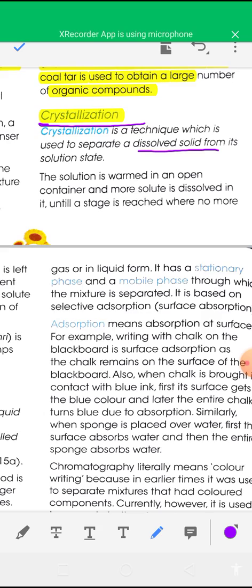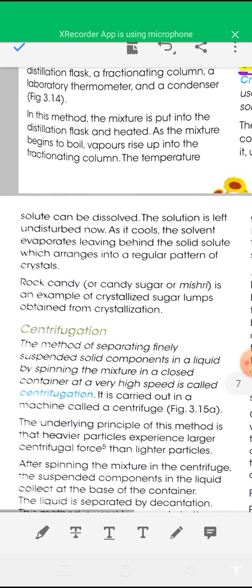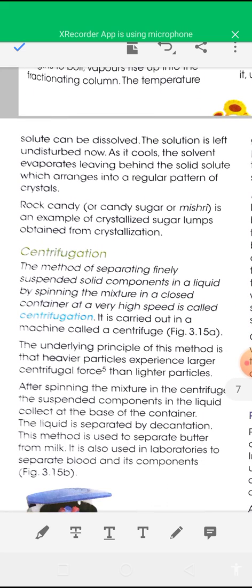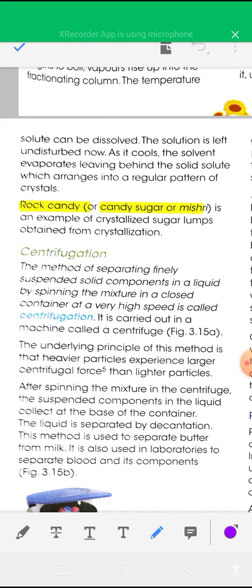Using this method, rock candy, that is candy sugar or misri, is an example of crystallized sugar lumps obtained from crystallization. Okay, this is the application of crystallization. Next method is centrifugation.